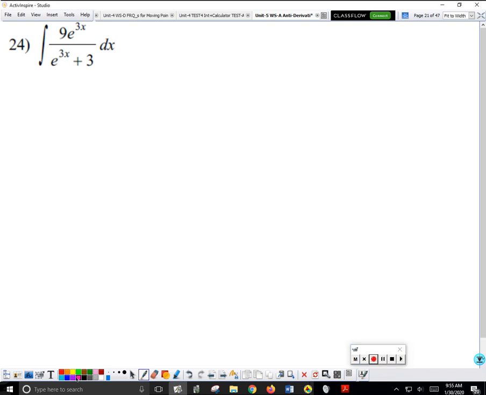U-substitution generally only works. There are some exceptions, but most of the time it's only going to work when you can identify 2 functions that are being multiplied. So as I look at this, I can see 2 functions being multiplied as long as I kind of re-envision the problem as this. Okay, so I see 2 functions being multiplied. And for U-substitution to work, that's generally what I need.